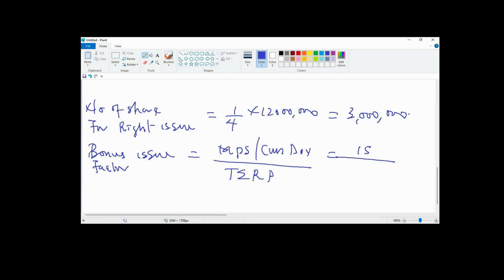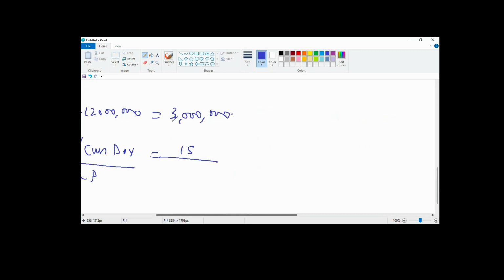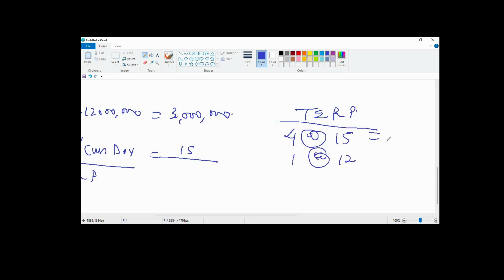Let's calculate the theoretical ex-rights price. I can do it in units. 4 at a market price of 15, 1 at a price of 12. 4 times 15 is 60. Then this one gives me 12. Total 72. This gives me 5 units. 72 divided by 5 is 14.4.